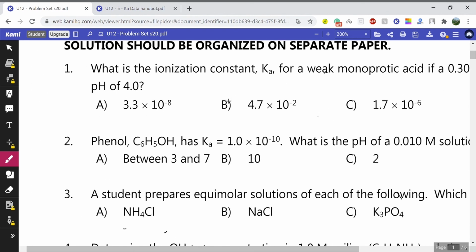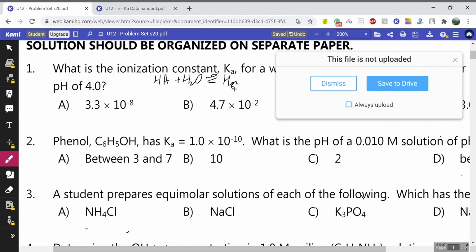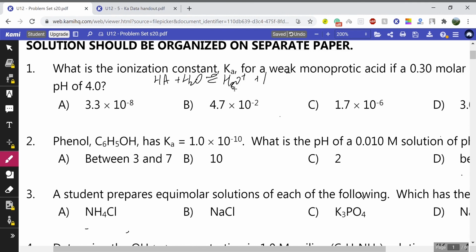All we know is that this is a monoprotic acid, so we can write HA plus H2O in equilibrium. It'll donate a proton to water, so it's going to be H3O plus and A minus. Now we can do a RICE chart or ICE chart. Initial is 0.3, 0, 0, then minus x, plus x, plus x. At equilibrium, it's 0.3 minus x, x, and x.